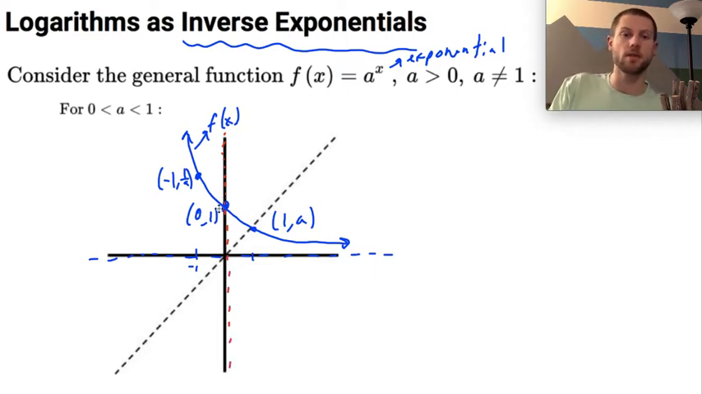And what's going to happen is that the point (0, 1) now becomes (1, 0). The point (1, a) becomes (a, 1). The point (-1, 1/a) switches and becomes (1/a, 1). And what we end up getting is some kind of a picture that looks sort of like this.